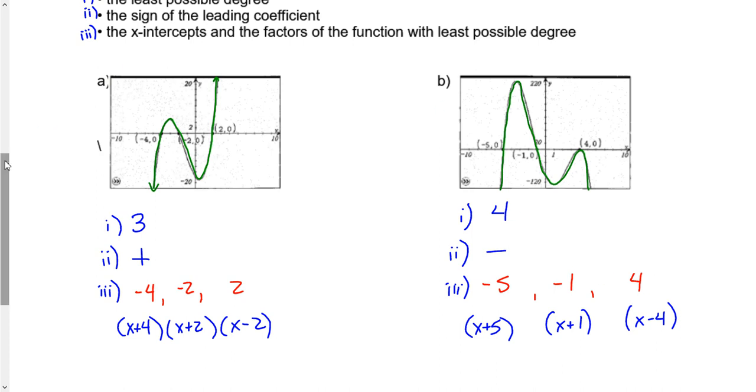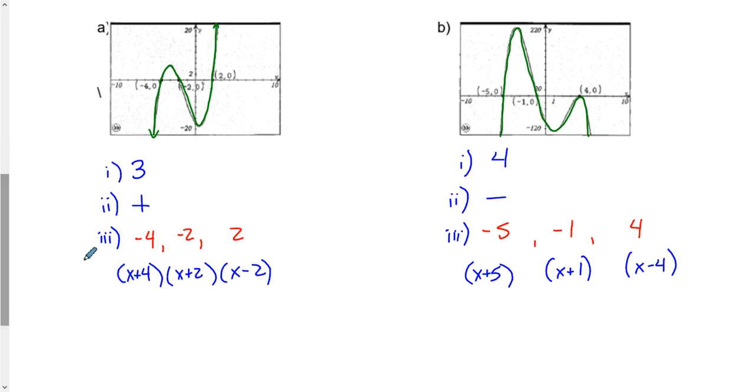Now it's not on there right now, but I think I should probably add in the equation. What's happening right here? What kind of graphing is happening at this -4? Well, it's just crossing. If it's just crossing, that means that this x plus 4 has a multiplicity of 1. So I wouldn't necessarily have to write the 1.